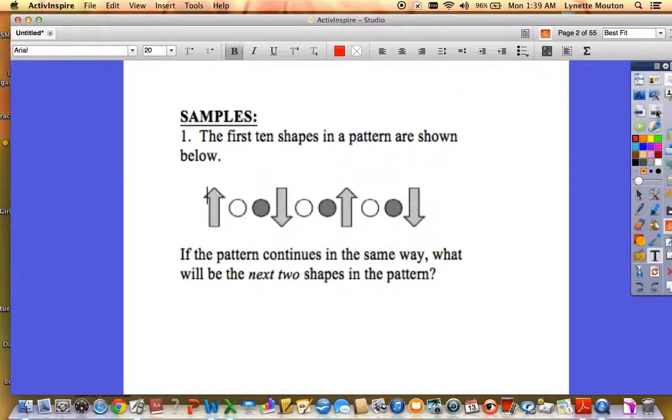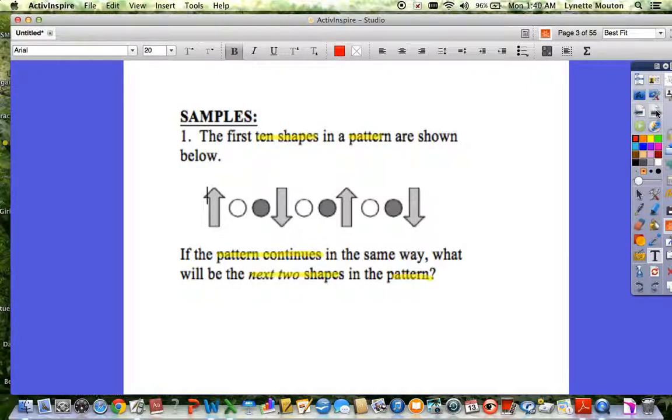The first sample shows this question. The first 10 shapes in a pattern are shown below. If the pattern continues in the same way, what will be the next 2 shapes in the pattern? Remember, one important thing that we have to do every time is annotate the question. Doesn't matter the subject, math, science, social studies, language arts. You are always supposed to annotate so you know you're answering the question that they're asking you.